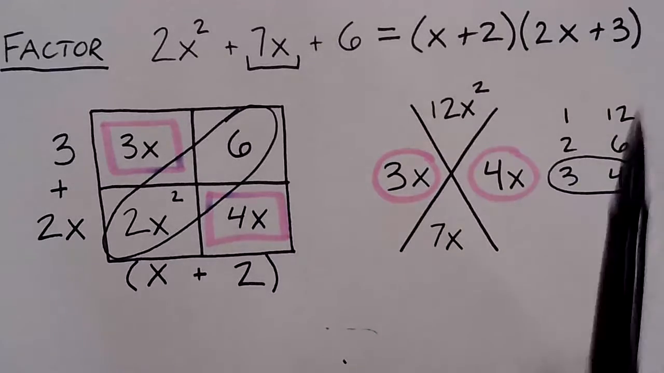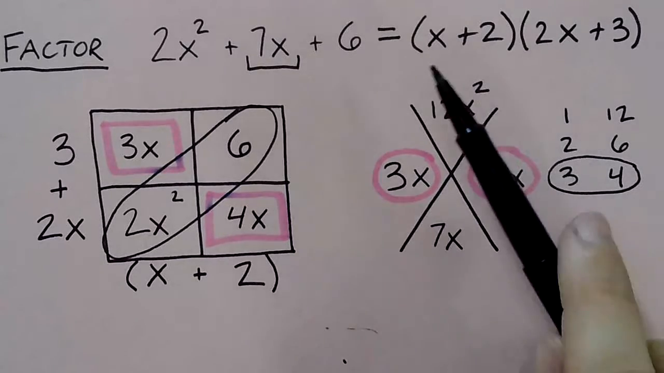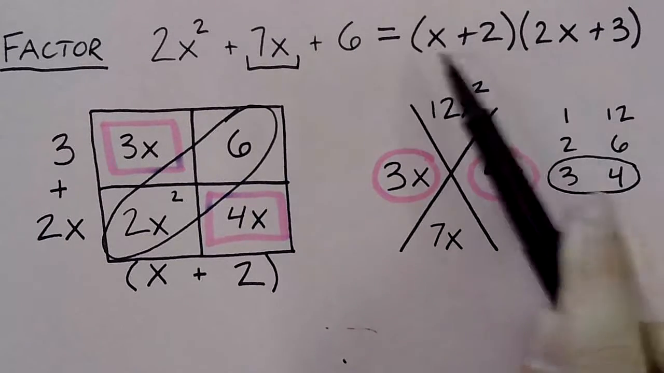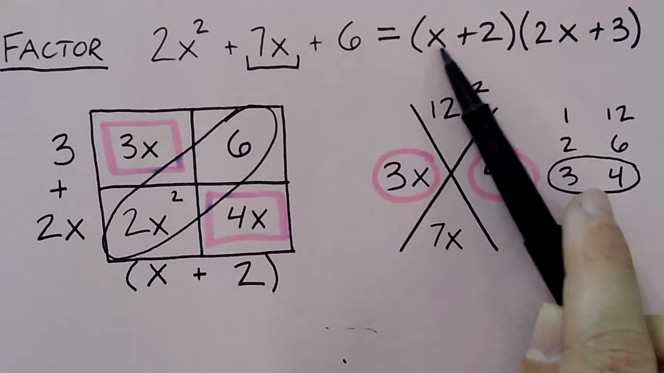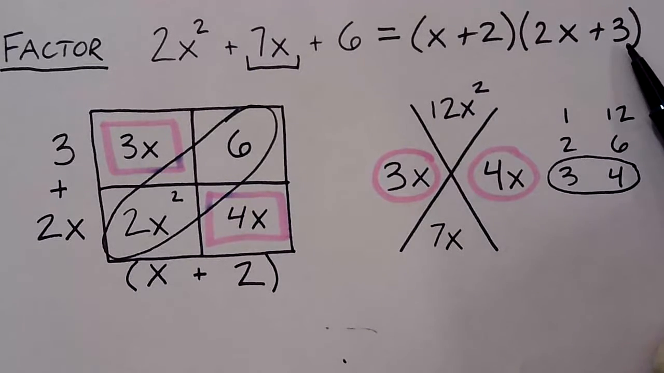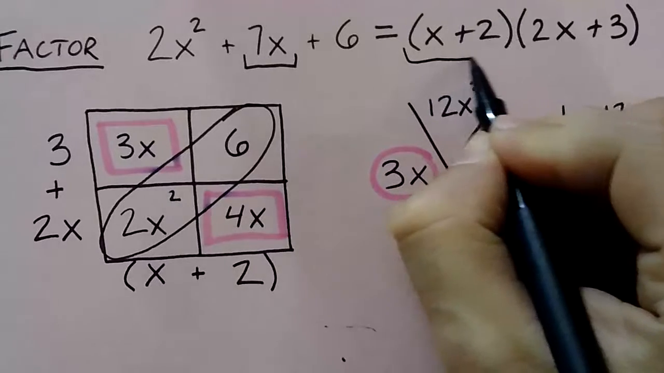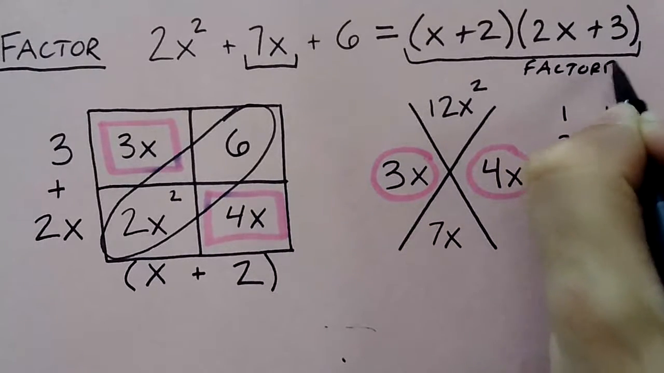These factors can go in reverse order. We can switch them around with the commutative property of multiplication. In general, too, we'd like to put our variable terms in front or beginning our factor. So x plus 2 as opposed to 2 plus x, 2x plus 3 as opposed to 3 plus 2x. And that's just a universal way to write our factors. This is referred to as factored form.